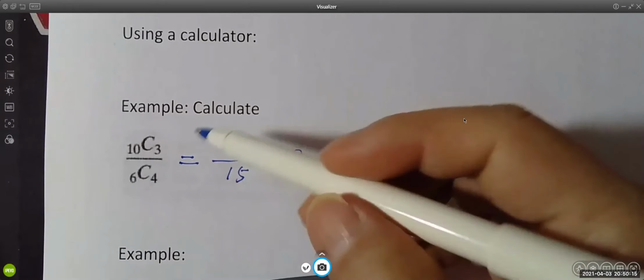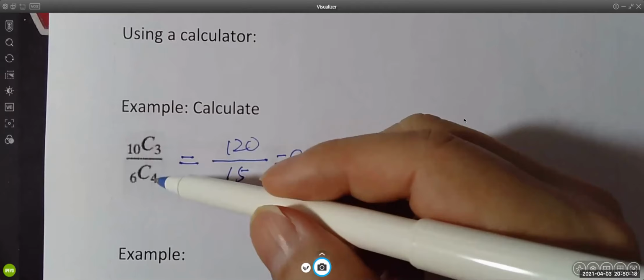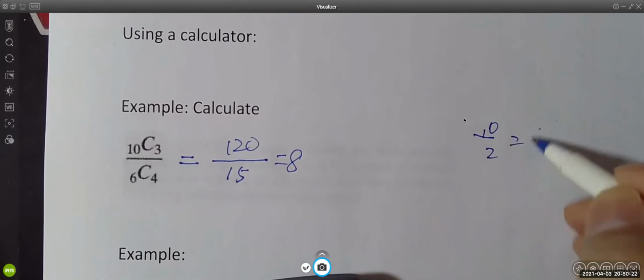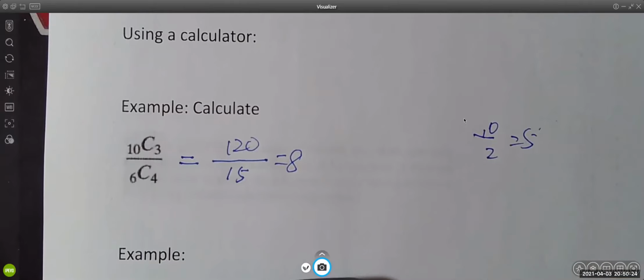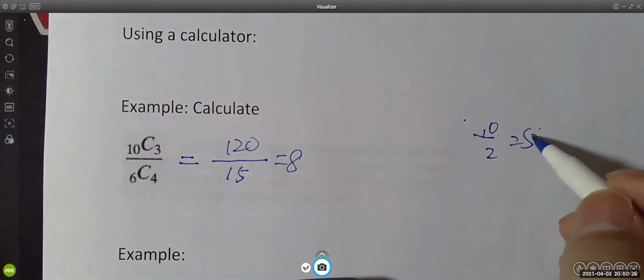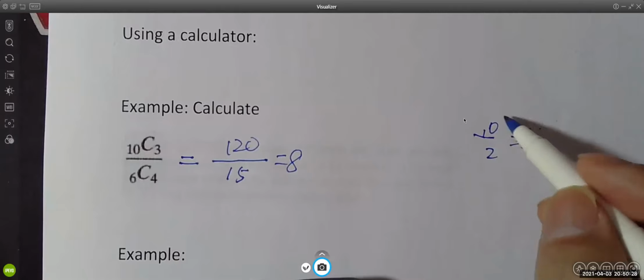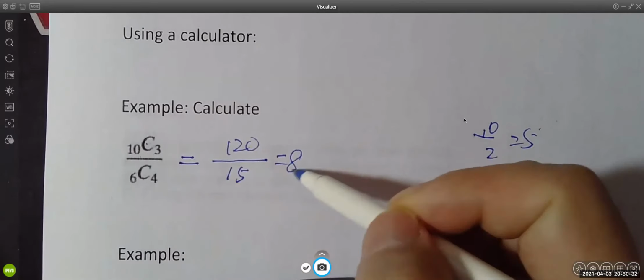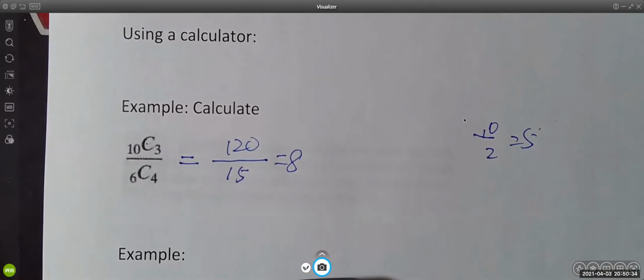In other words, the number on the top is 8 times as much as the number on the bottom. Just like 10 divided by 2 equals 5. Everybody can interpret that, right? This means there are 5 2's in 10, or you can say 10 is 5 times as big as 2. This number is 8 times as big as this number.